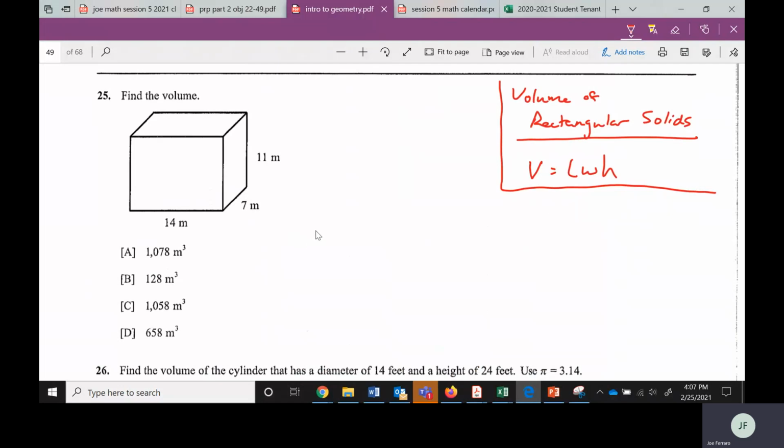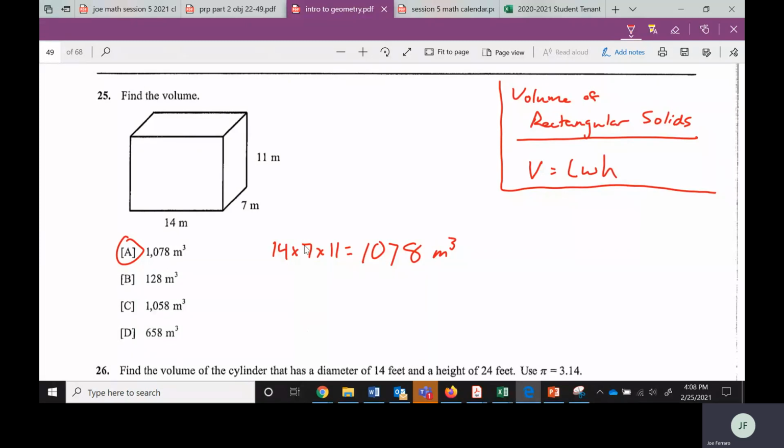So, here they have a picture. That's a rectangular solid. This is a box. And it's just length times width times height. And it doesn't matter which one you say is which. It's multiplication. You can do it in any order. So it would just be these three numbers. Taking your calculator, type all three of them in. 1,078 meters cubed or cube meters. With the multiple choice, they all have that on there anyways. And so it's going to be letter A.